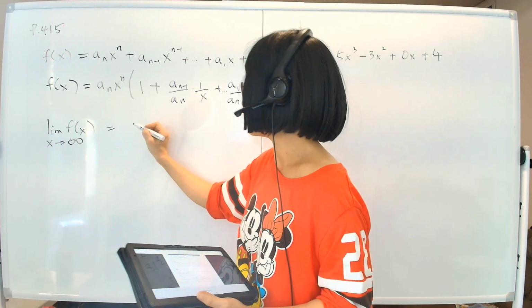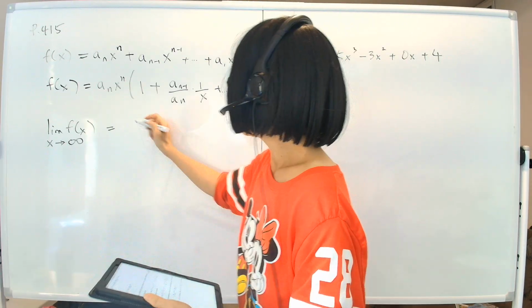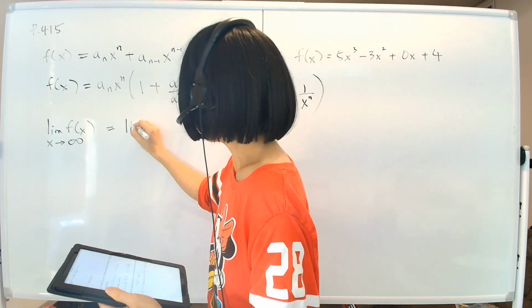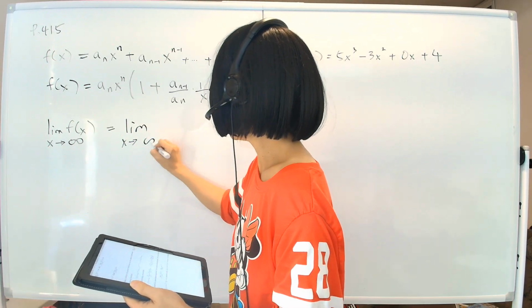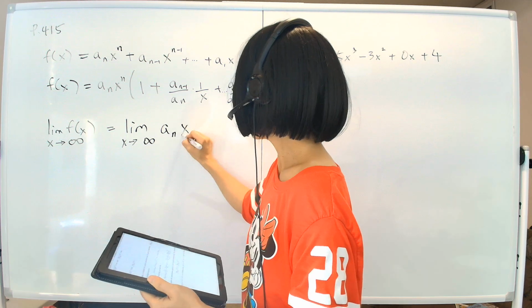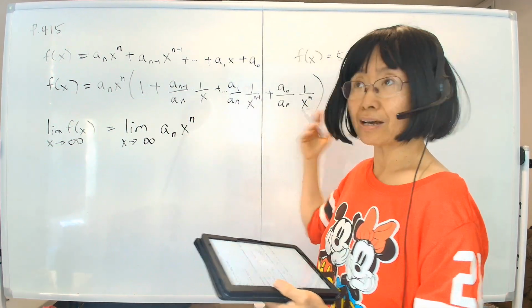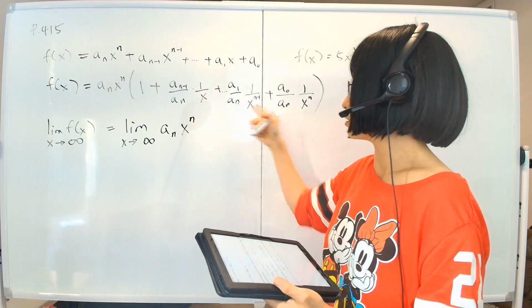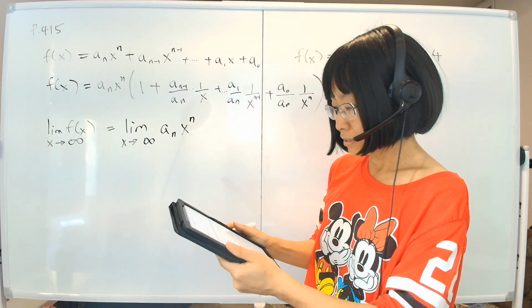So as x goes to infinity, this limit is the same as the limit, as x approaches infinity, of just a_n times x to the power n. That's it. So we multiply the first one out, because everything else gets knocked out because it's going to go to 0, every one of them.